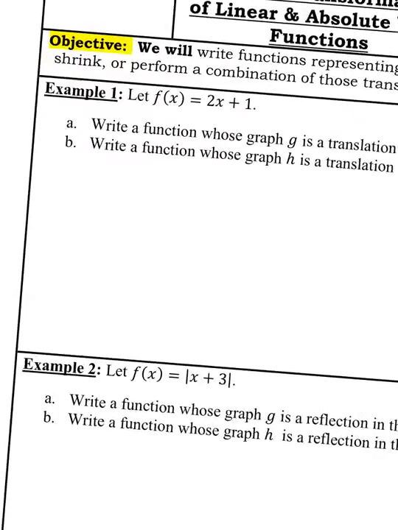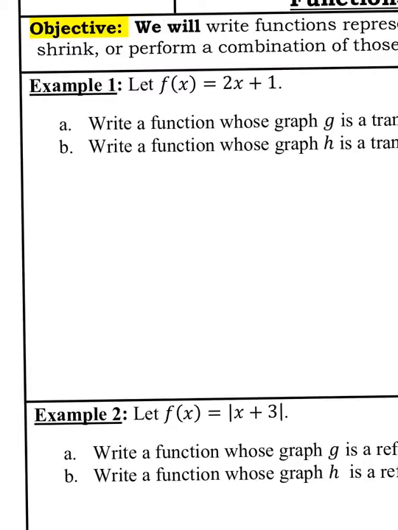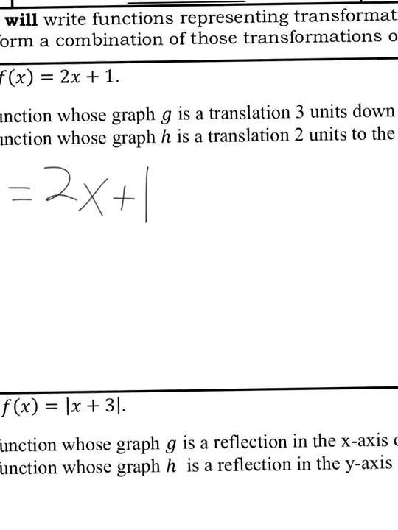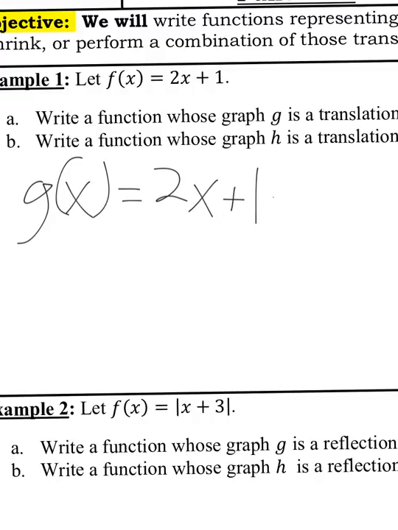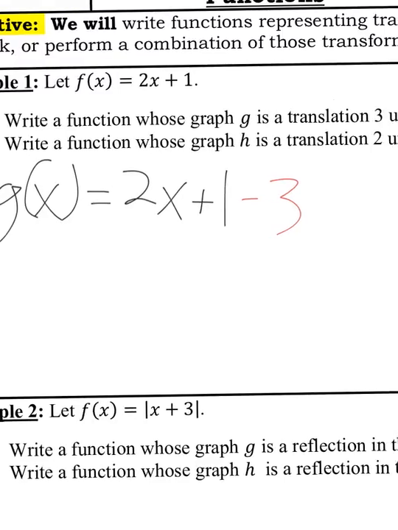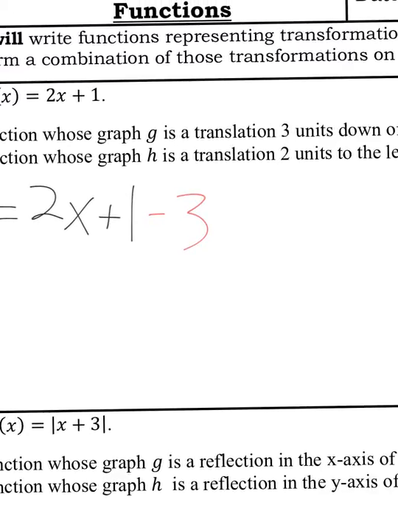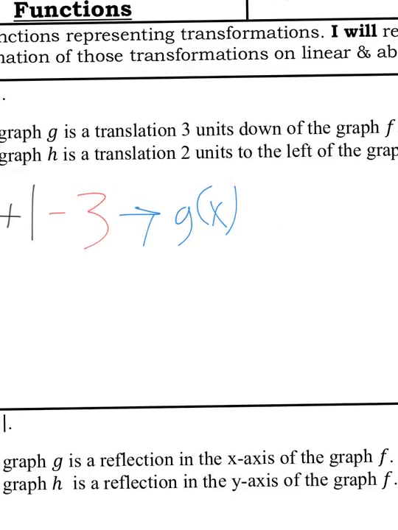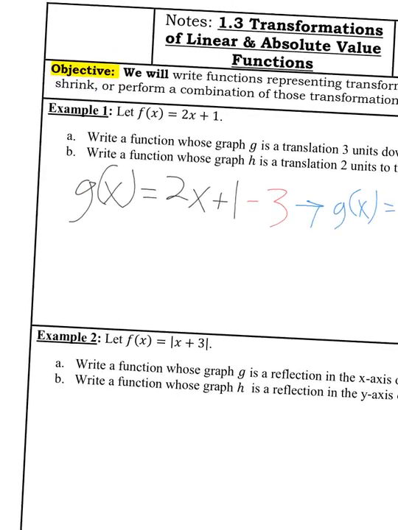So looking at example 1, it says write a function whose graph g is a translation 3 units down of the graph f. All that means is write g of x equals, and then f of x was 2x plus 1, and then remember, by translating something up or down, you just add or subtract it to the outside. So I'll put minus 3 to the outside, and so my final answer, let's see here, what's 1 minus 3? That's negative 2. So my final answer for g of x is 2x minus 2. Okay, and so that was part A.